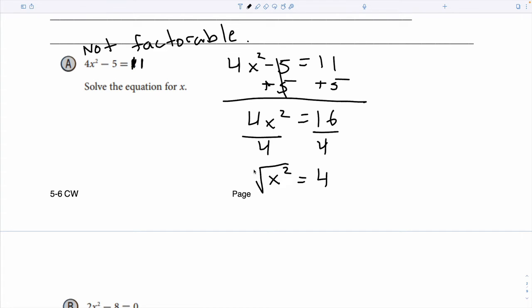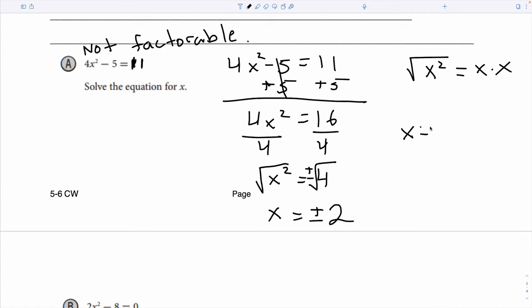I'm going to take the square root of the left side. The square root of x squared is x, because x times x works. Then take the square root of the right side. But when you do this, because taking the square root of 4 gives a positive and negative option, you need to have it be plus or minus. What's the square root of 4, full class? 2. So your answer for this is plus or minus 2.